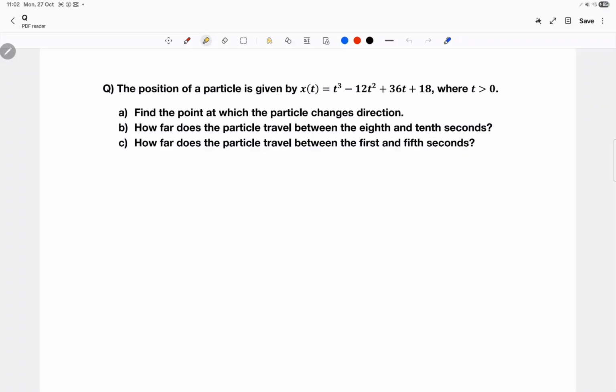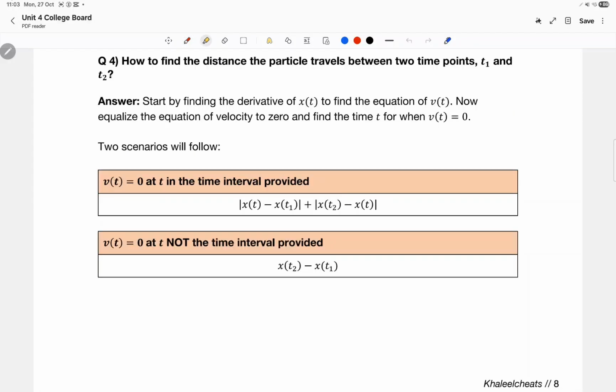Okay, for part B of the question, it says, how far does the particle travel between the 8th and 10th seconds? So the particle travels a certain distance between the 8th and 10th seconds, and we're supposed to be finding out what that distance is exactly. So, to do so, let me show you the two scenarios we have to adhere to. So we got two scenarios here. The scenario that the velocity is 0 at the time and the time interval provided, and we must be following this equation, or the velocity is 0 at the time that is not in the time interval provided. Let me show you what that means.